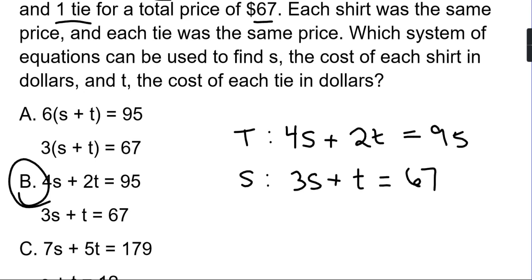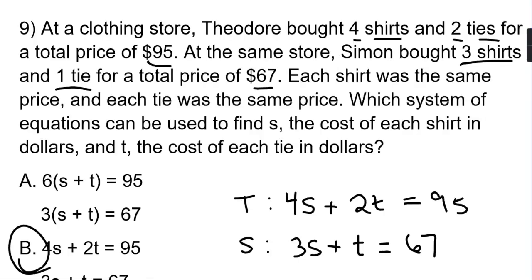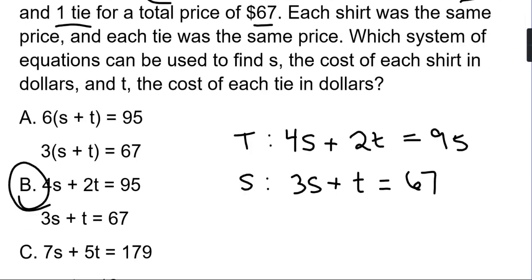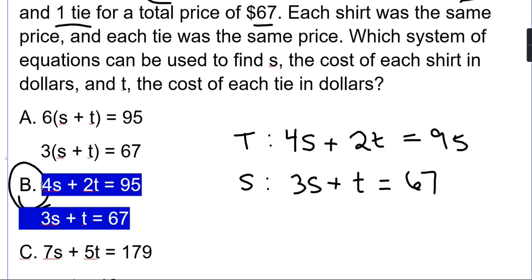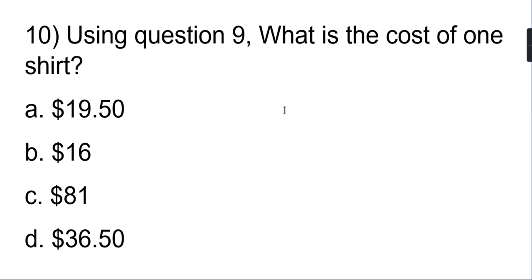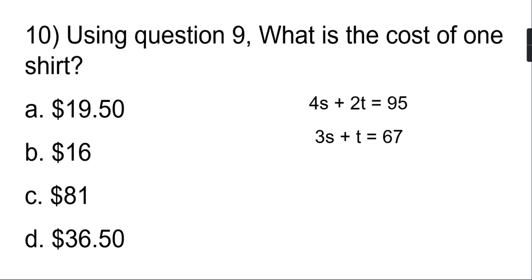Okay, now I'm doing number 10 in the same video because it goes together. It says using question 9, what is the cost of 1 shirt? So we're using the system that we got right there. Let me copy our system. We had 4s plus 2t equals 95, and 3s plus t equals 67. So I'm going to use that right here, and I'm going to talk about how we would solve this system.